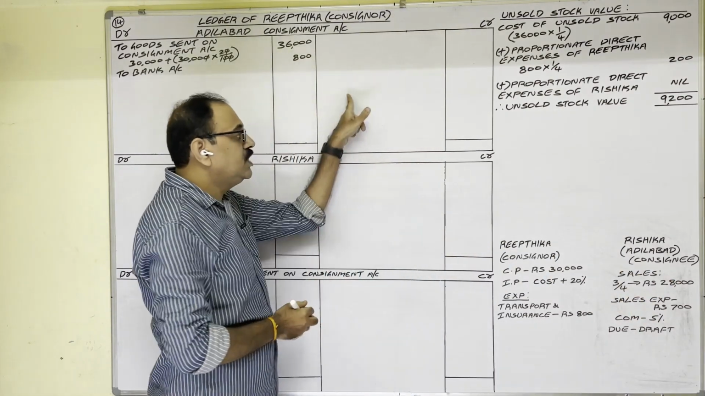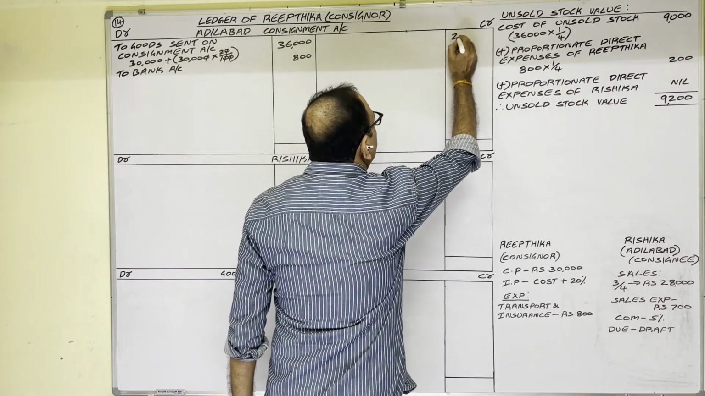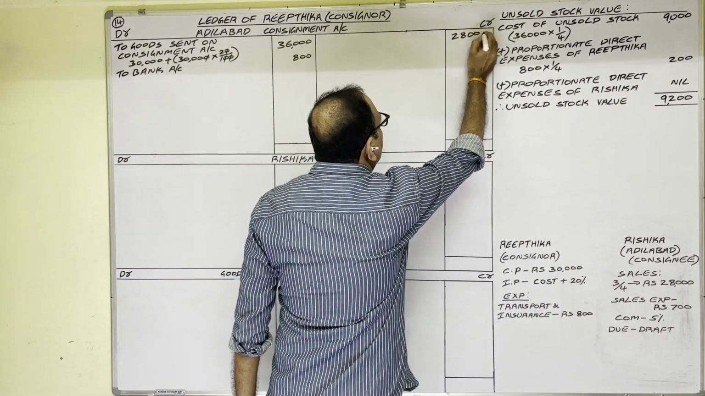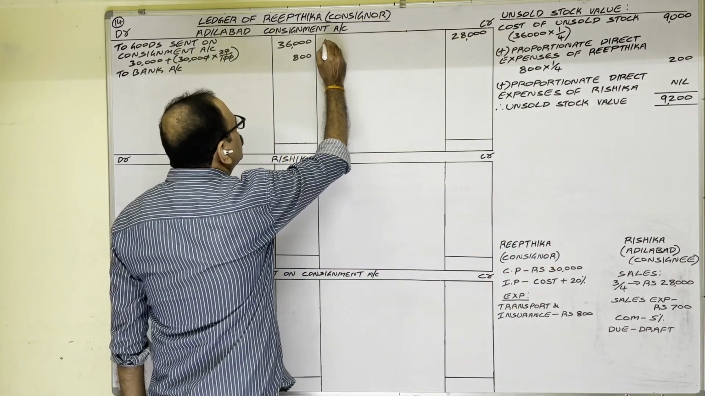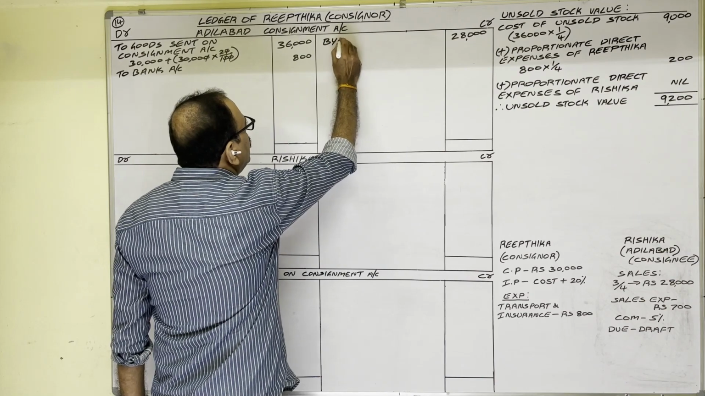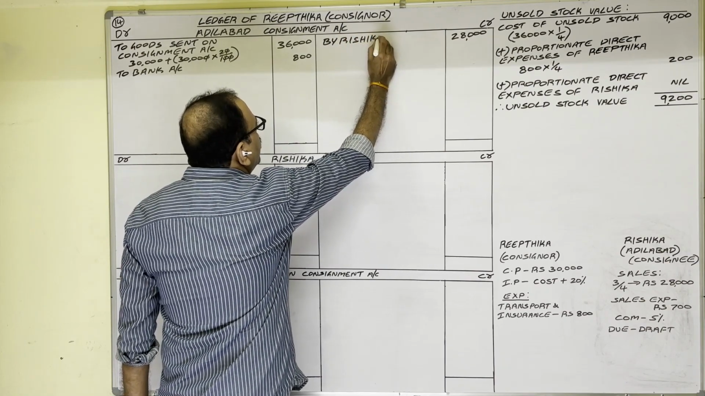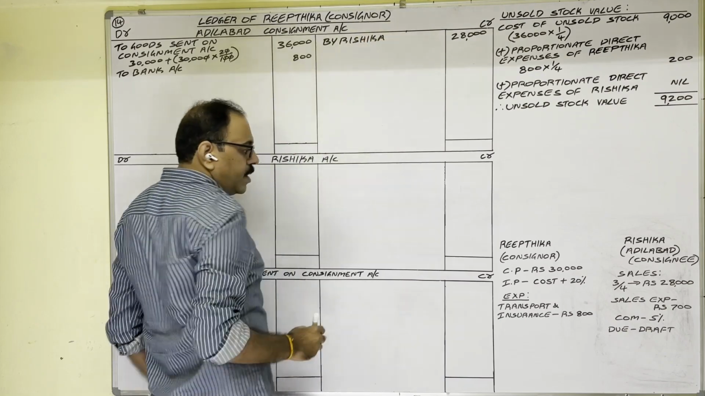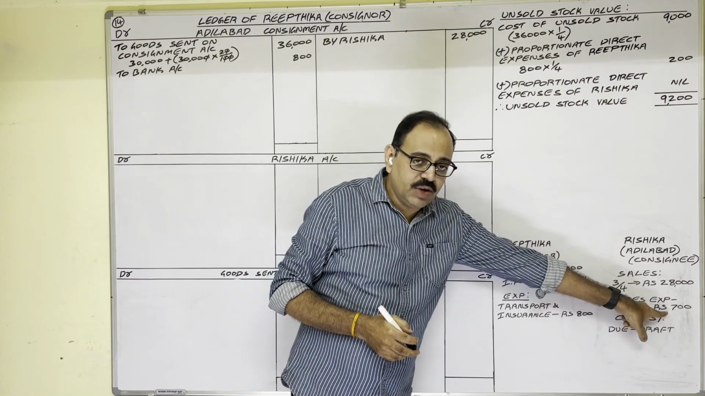Income means in consignment account credit side we have to show 28,000 rupees. Who sold? Consignee. Consignee's name Rishika. So don't write sales word. Consignee's name you have to write here. By Rishika account. Next, to sell these goods, Rishika incurred expenditure 700.